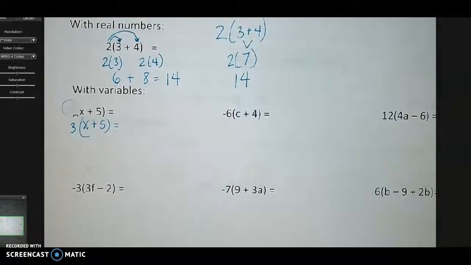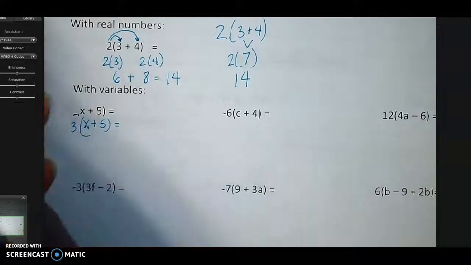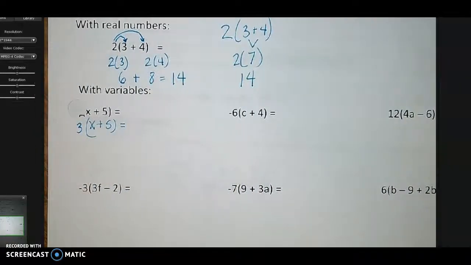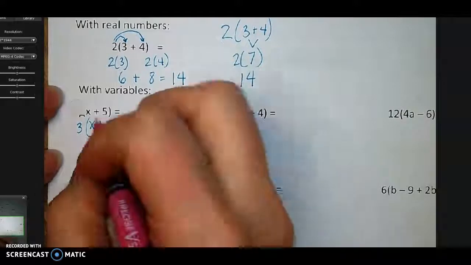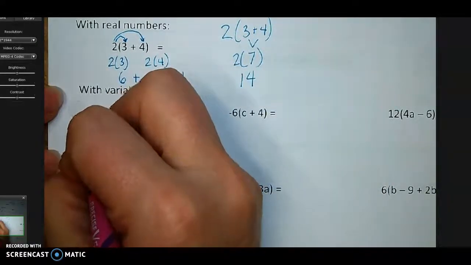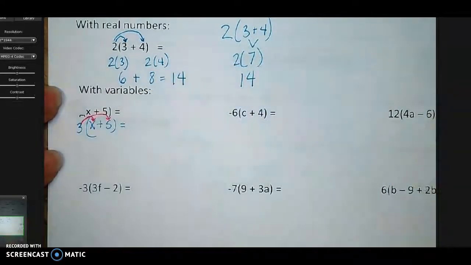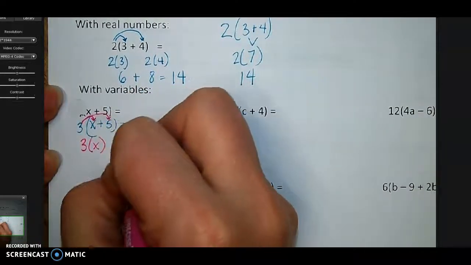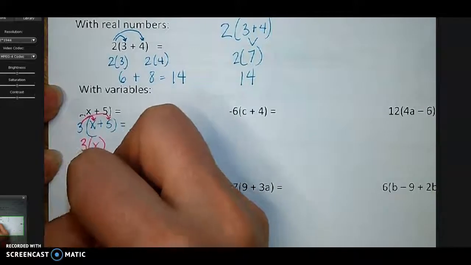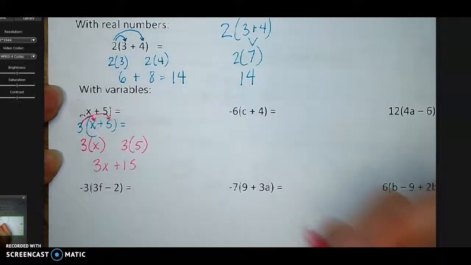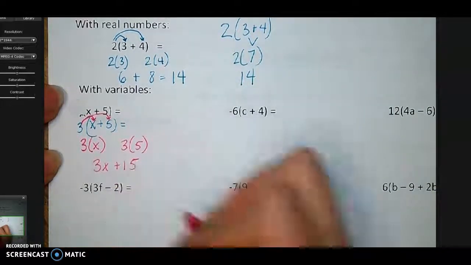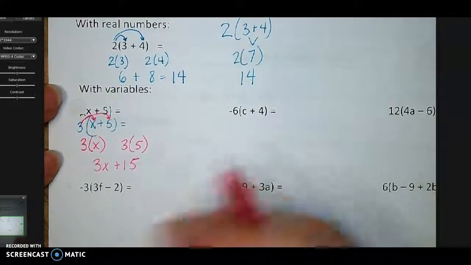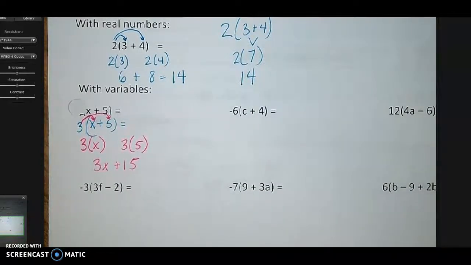So when we have something with a variable in it, we cannot combine the x and the 5. The only option we have is to use the distributive property. So I end up with 3 times x and 3 times 5, and so I get 3x plus 15. Once again, I cannot combine the 3x and the 15. They are not like terms. I'm just done, and that is okay. It's just an expression. We're going to leave it like that.